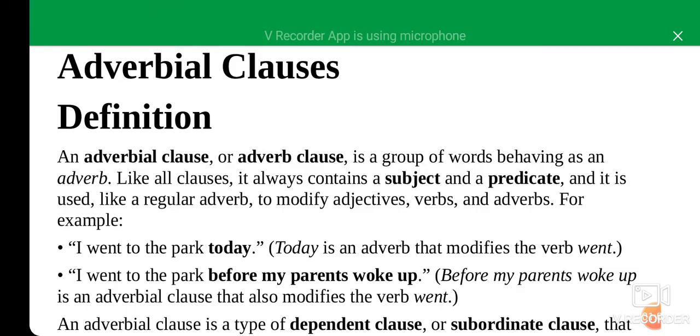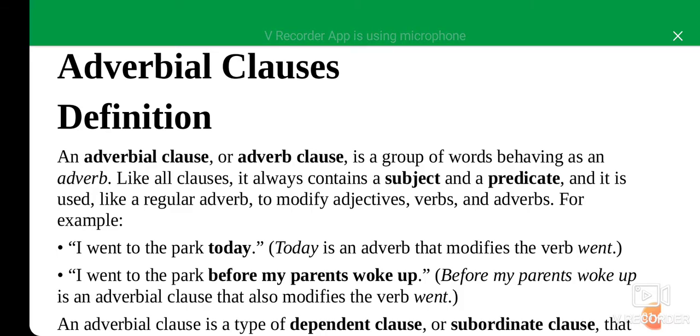Now let's understand adverbial clauses. An adverbial clause or adverb clause is a group of words behaving as an adverb. Like all clauses, it always contains a subject and a predicate. As we have already studied, in a clause, either it's a dependent or independent, it must have a subject and a predicate. An adverbial clause is a type of dependent clause, so it also has a subject and a predicate, and it is used like a regular adverb to modify adjectives, verbs, and adverbs.